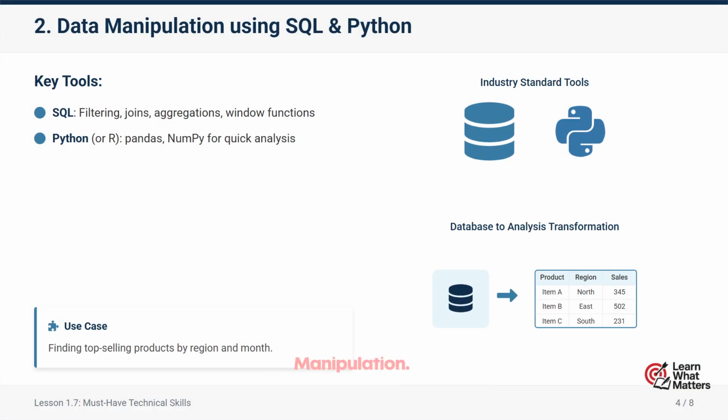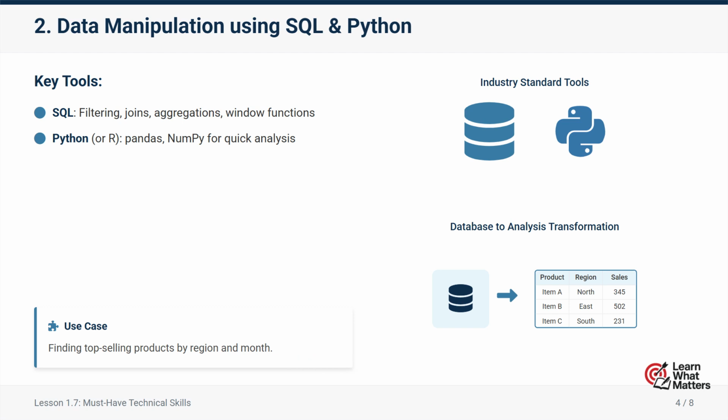Next skill bucket, data manipulation. This is where you roll up your sleeves and get your hands dirty with the data. Your key tools? These are the industry standard tools. First, SQL. This is the language of databases. You'll use it for all the heavy lifting: filtering, joins, aggregations, and powerful window functions. It's how you talk to the database and get the exact data you need. Second, Python, or R, but we'll focus on Python. You'll use libraries like Pandas and NumPy for super quick analysis. Think of SQL as your giant fishing net to get the fish, and Python as your high-tech toolkit to analyze, clean, and understand each fish you caught.